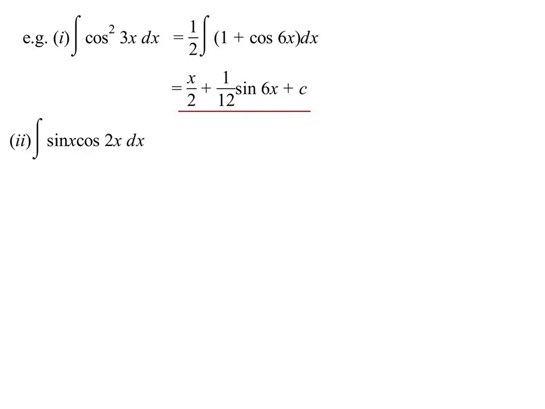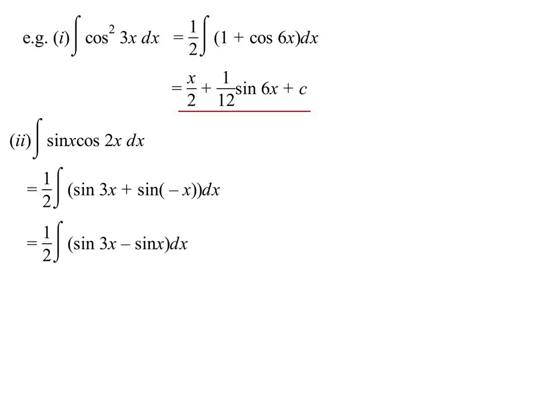Sin x cos 2x. Gonna have to play around with this one. Products to sum. It becomes sine 3x plus sine of negative x. I would have used the fact that it's an odd function. Sine is an odd function, so it becomes minus sine x. And I've now got two things I can quite easily integrate, and I have my answer.